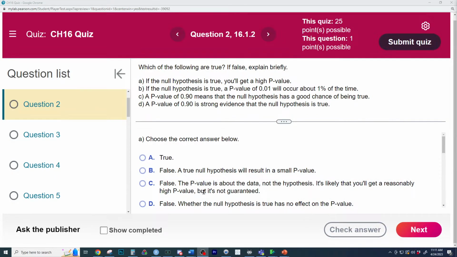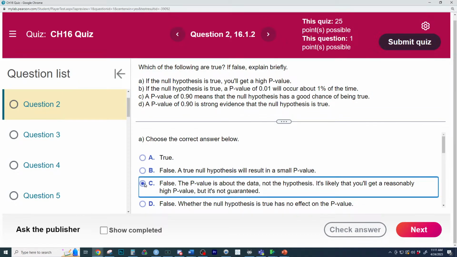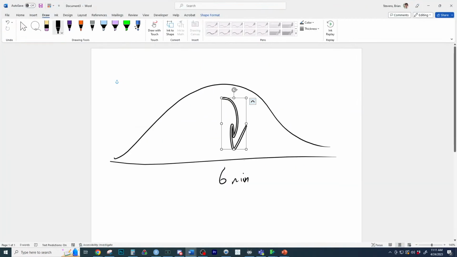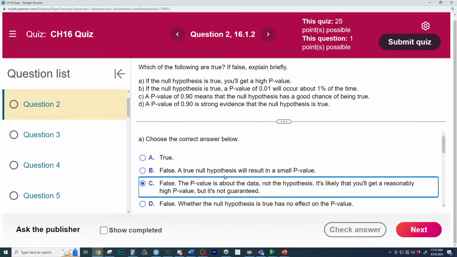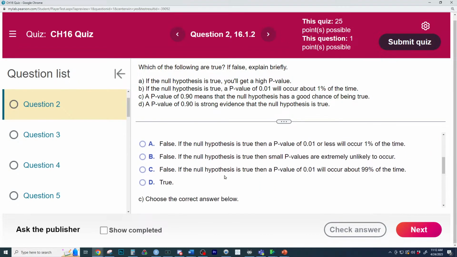False. The p-value is dependent on the data, not the hypothesis. Yeah, exactly. Exactly what we were saying. The p-value is dependent on the data. So you could see Brian run something really fast or really slow, and the data is going to have you reject or fail to reject the null. If it's true Brian runs 6-minute miles, then it's likely to see something in here, but you're not guaranteed to see something here. You could make errors. So that is the perfect answer. If that's not the answer, I'm going to be shocked.